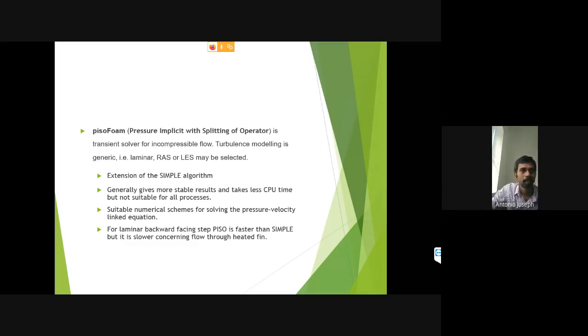Now, in the case of pisoFoam, the solver used is pressure implicit with splitting of operators. pisoFoam is used for solving unsteady, incompressible flow problems, and turbulence modeling can also be used here. That is, RAS and LES simulations, Reynolds-averaged stress and large eddy simulations, can be used in pisoFoam.